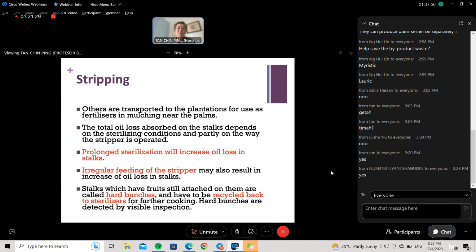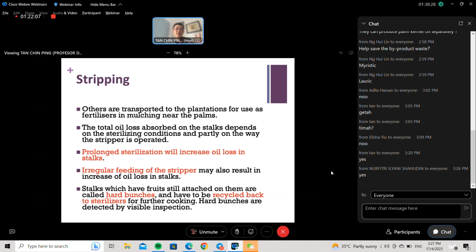So your workers must have one station there, although you don't need it, but because of hard bunches, if you accidentally don't see it and a lot of those hard bunches are there, but you throw it and sell it to people, then you lose your oil yield. So what happens is they are going to take the hard bunch, throw it back to the cage, move it back together with any other FFB or fresh fruit bunches and cook again. All right. So the stripping process is important.